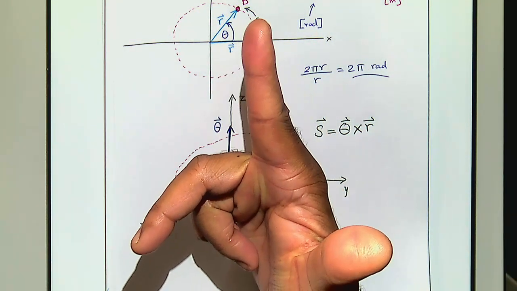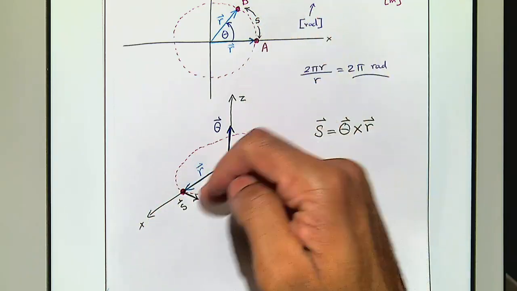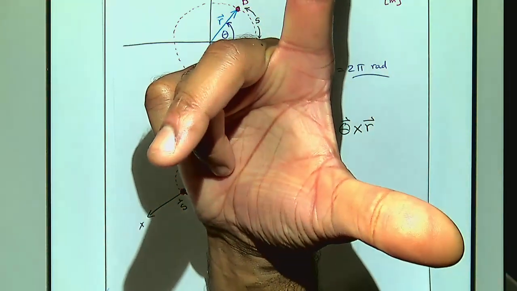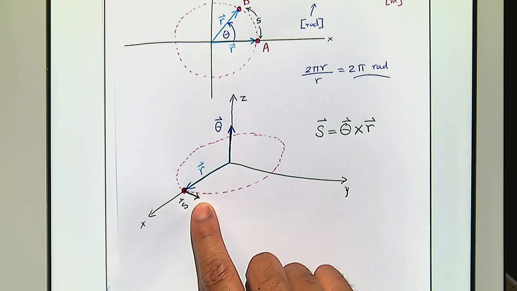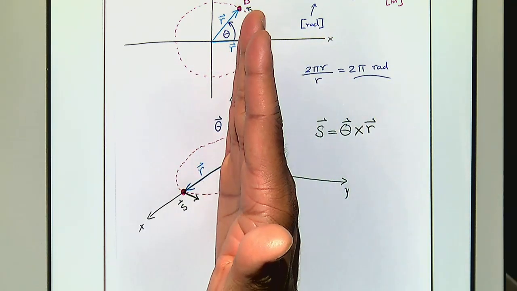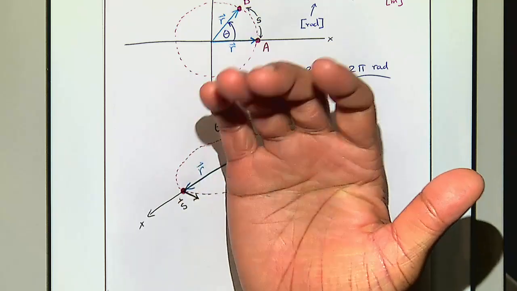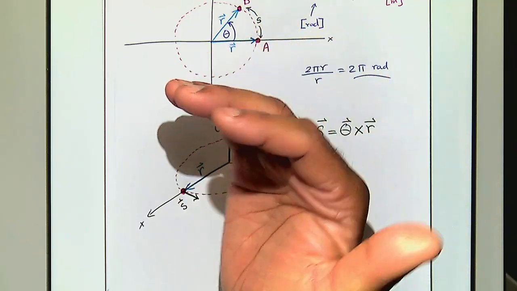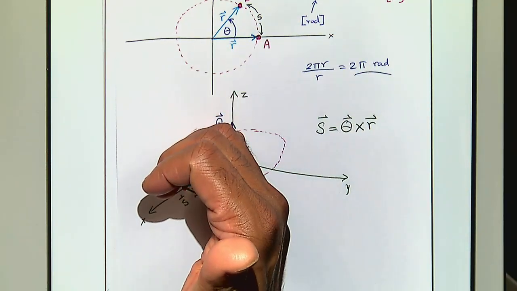So theta is going kind of that way, R is pointing in that direction, and my thumb kind of points in the direction of S, right? And you can do it with the curling method too: four fingers along theta, curl towards R, right? So you kind of have to rotate your hand a little bit because it's not just this, right?